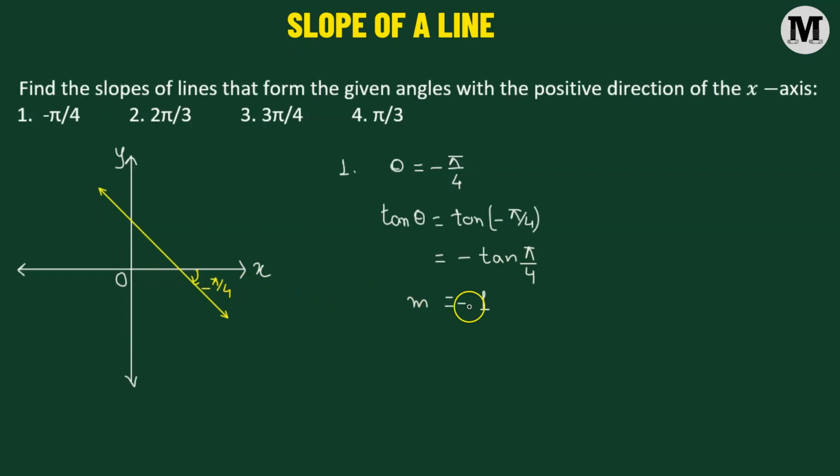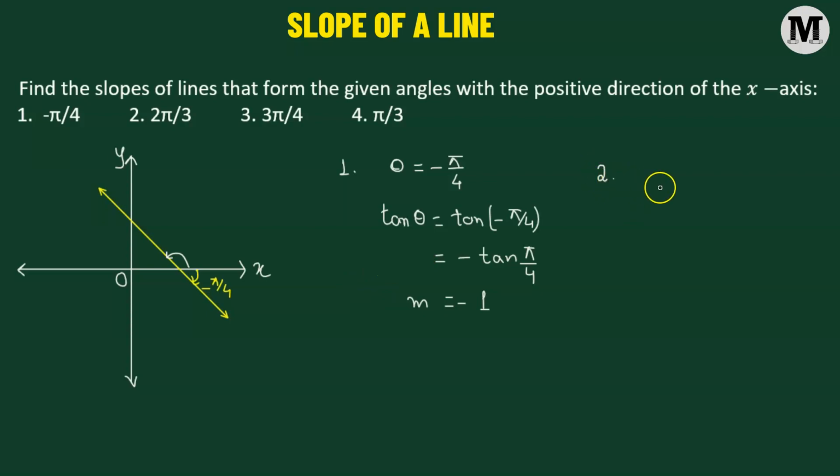Here we are getting a slope value of negative 1. Slope of negative 1 means it is obtuse in nature, which means that the actual angle is actually this angle. So this is the obtuse angle because of which the slope comes out to be negative 1. Okay, let's go to the second problem.